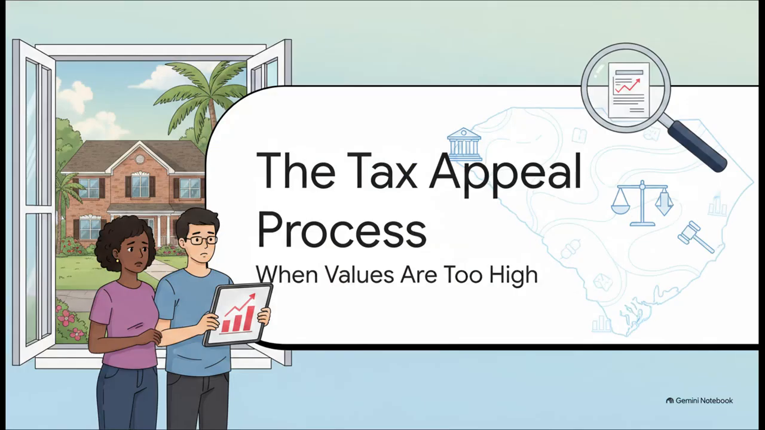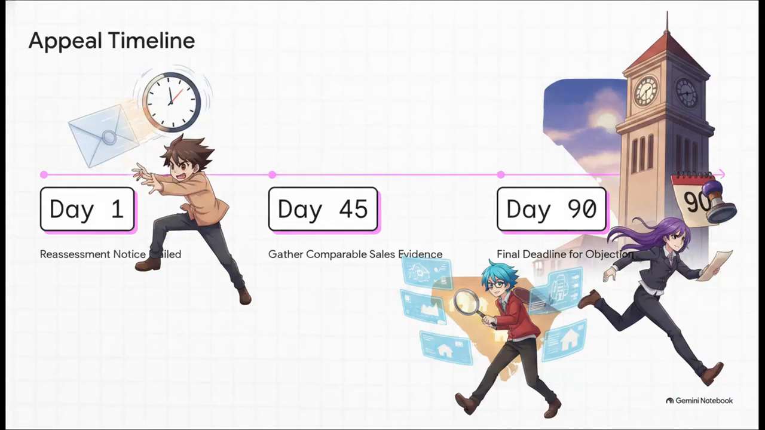Number 5, the tax appeal process. What to do if you spot a discrepancy. By state law, South Carolina counties have to do a mandatory property reassessment every 5 years. Let's say you pull up that digital record card and realize the county has completely overvalued your property. You can take action, but you've got to be fast. The legal urgency here is paramount.